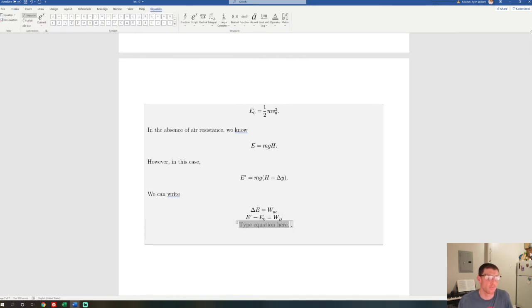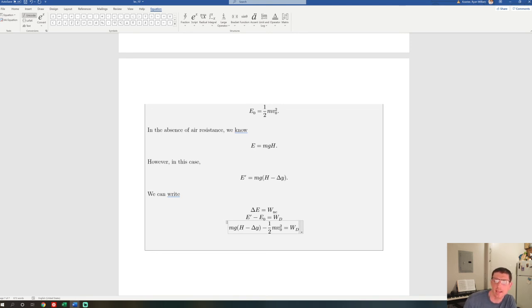And then we fill this in, right? So we have mg big H minus delta Y minus 1/2 m v initial squared, right? And this equals the work done by the drag force. And that's it, right? Actually, I guess we can't actually calculate this if we don't know the maximum height.